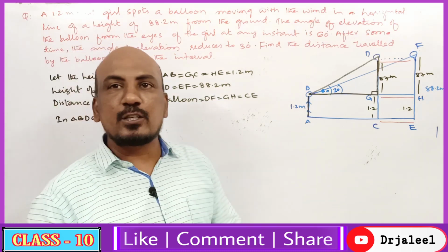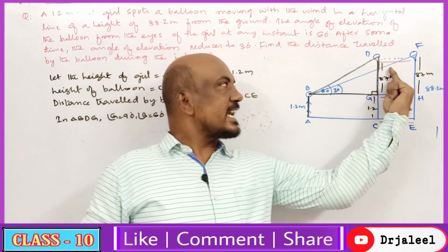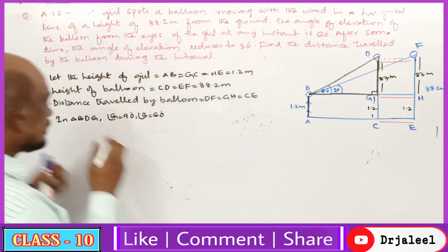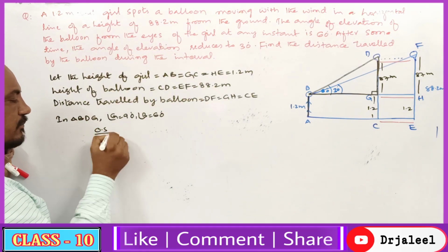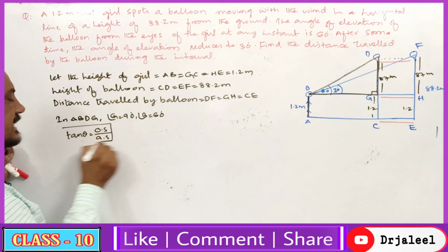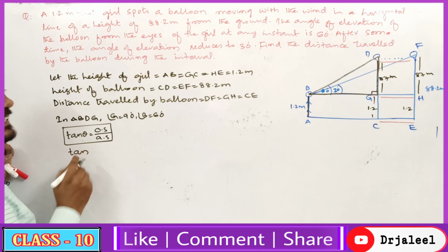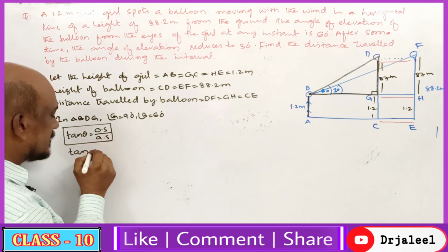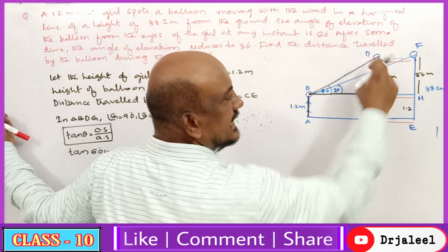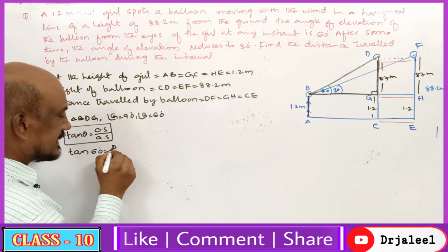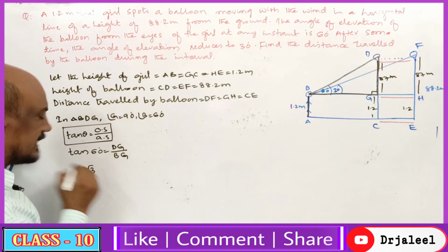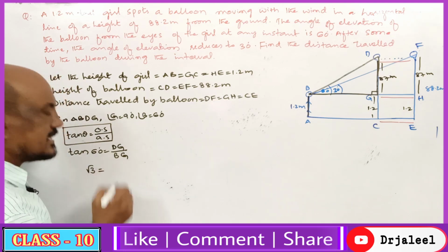So what kind of ratio will you use? Opposite side is there, and I want to find this adjacent side, right? That's the first part. Opposite side by adjacent side is nothing but tan theta. What is theta here, children? 60 degrees. So tan 60 degrees is equal to opposite side DG by adjacent side BG. So tan 60 from the table is how much? It is root 3, equal to DG by BG.